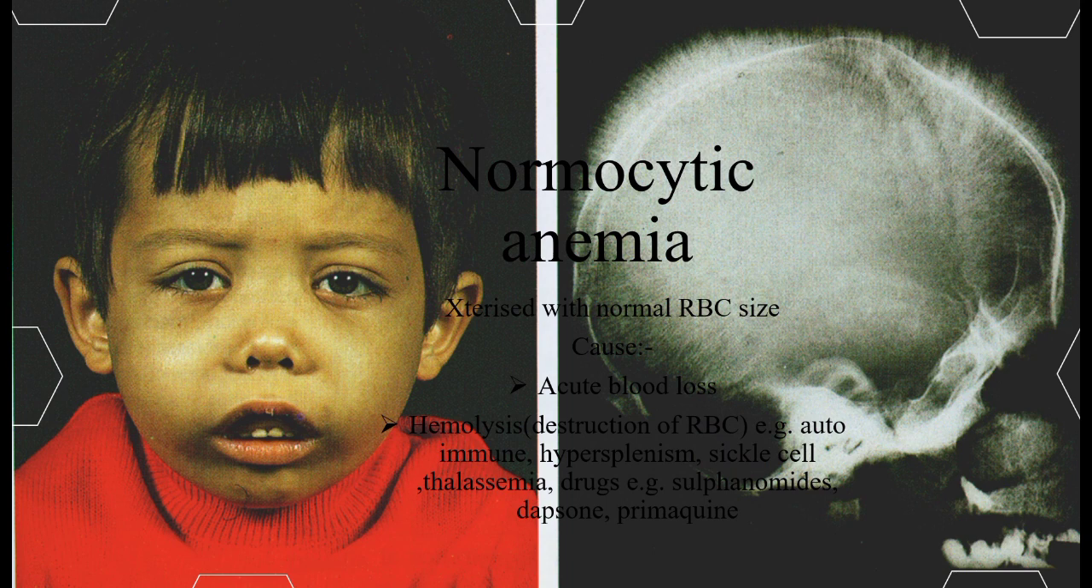Some other causes, we have hemolysis, such as autoimmune disease, hypersplenism, in sickle cell, thalassemia, and also some drugs could lead to this, such as sulfonamides, dapsone, and primaquine. Yes, decreased reticulocytosis, that is the formation of new red blood cell, could also be one of the causes. Clinical features and treatment.